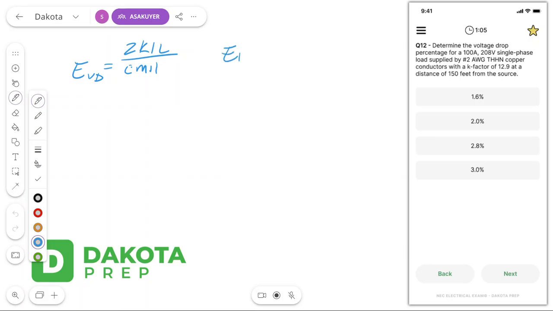If it were 3 phase, no big deal. The only difference is it would be the square root of 3, or 1.732, K I L over C mil. Square root of 3 instead of 2. With single phase there are 2 conductors, that's why it's 2. In a 3-phase system, the phases are 120 degrees out of phase. That's why the 1.732 versus the 2. Either way, we don't care about that.